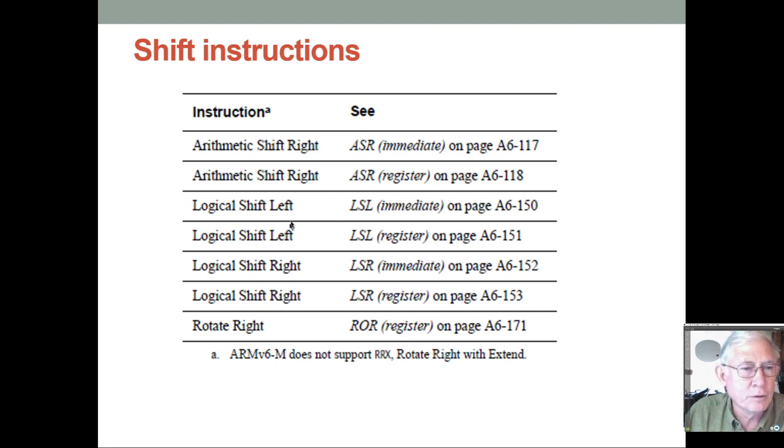Immediate register, arithmetic shift left, immediate register, logical shift right, immediate register, and rotate right register. Again, you don't get a full set of instructions because it's not meant for hand coding, and apparently the compiler doesn't use arithmetic shift left. It's really the same as logical shift left anyway. And then rotate right. There's no rotate left.